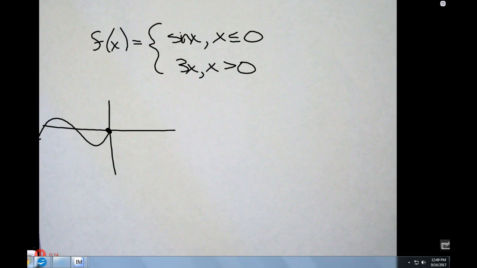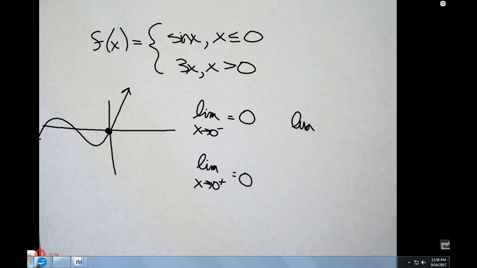3x when x is greater than 0. So where do I start that graph? Start at 0. So there's an open circle there, but it doesn't matter because it's already filled in. And then it goes like that. So this one is where they do meet. This is where everything's fine. So what's the limit as x approaches 0 from the left? 0. What's the limit as x approaches 0 from the right? 0. What's the limit as x approaches 0? 0.